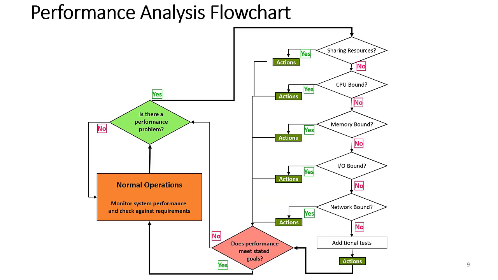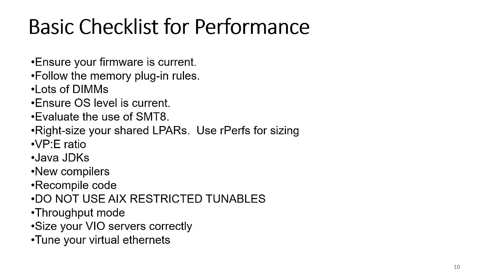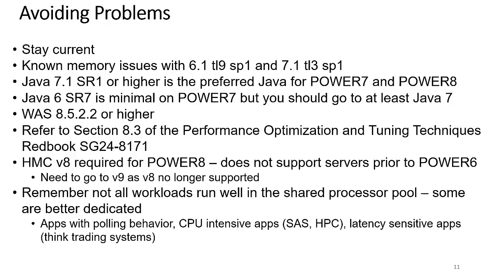This is an example of a performance analysis flowchart. You don't have to use this one, but you do need to have some kind of organized process that you're going to follow to figure out what it is that you're going to tune first. In our case right now, we're going to focus on CPU and memory. This is a basic checklist for doing some performance work. There's a number of things on here that you should be paying attention to. And that's really what this slide here is talking about, how to avoid problems.